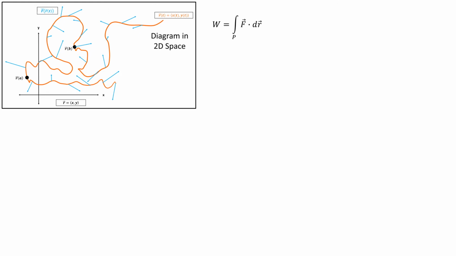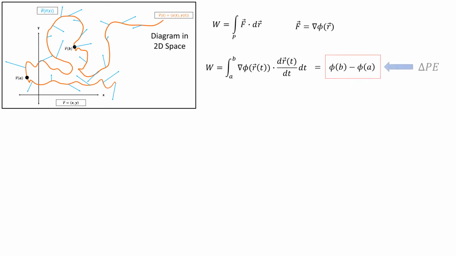So we can also look at work from a different perspective. If we apply the fundamental theorem of line integrals to the work equation and assume that the force field can be expressed as the gradient of a scalar potential function, which we will call phi, then we can see that the work is also equal to phi evaluated at time b minus phi evaluated at time a. In physics, we call this the difference in potential energy.